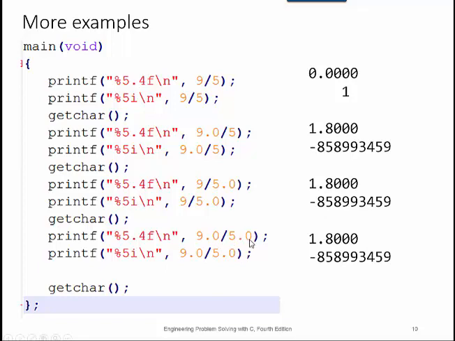9.0 is a double divided by 5.0. It's a double. I say output it as a double with a floating point format. Works just fine. 9.0, which is a double, divided by 5.0, which is a double. Output it as an int. Doesn't work. You get an error.